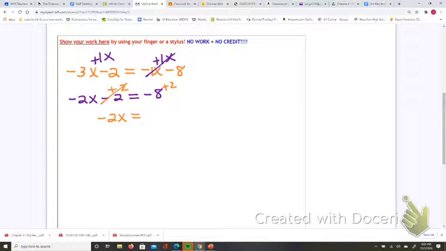Okay, we have 8 negatives and 2 positives. If we have both positive and negative, we subtract. 8 minus 2 is 6. And then we look, we had 8 negatives and only 2 positives, so it's -6.